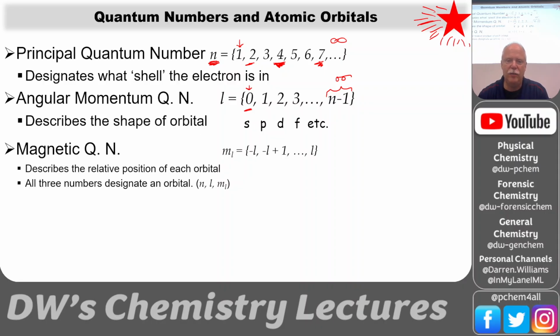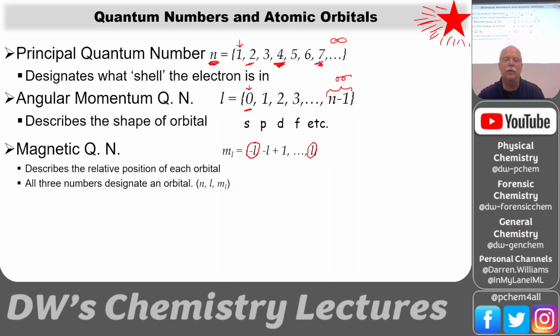Then we have the magnetic quantum numbers. And look at these. These are also bound. So the smallest value is minus L. The largest value is L. So if L equals 0, I have 0 as the smallest number and 0 as the largest number. So I have 0. That's it. M sub L is 0. If L is 3, then the smallest number is negative 3 and the highest number is positive 3, and I have all of the numbers in between.